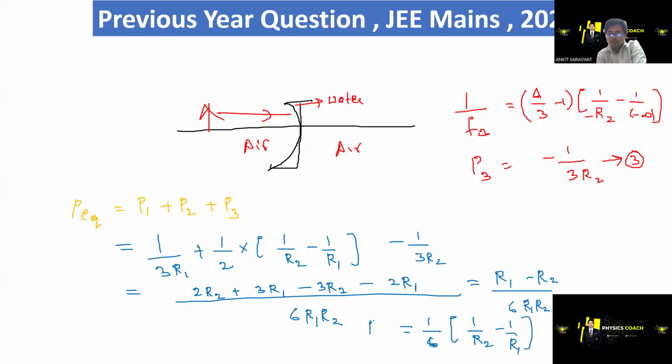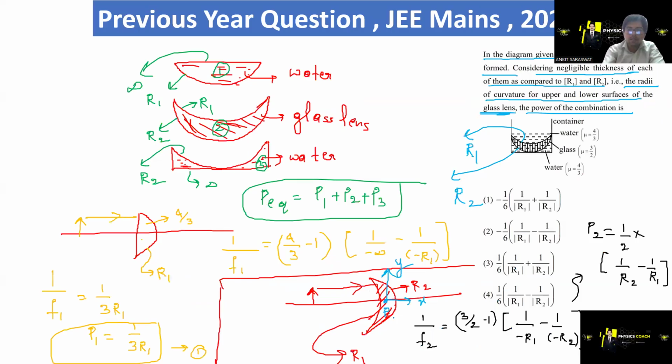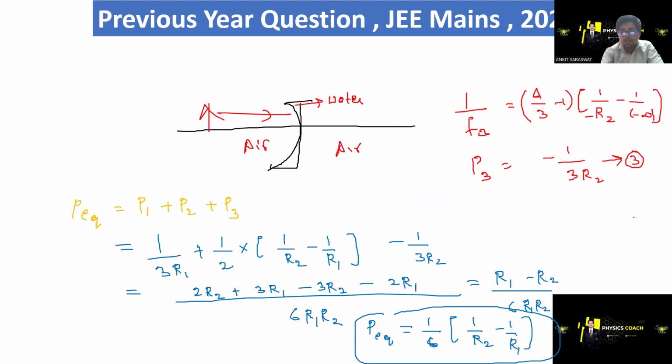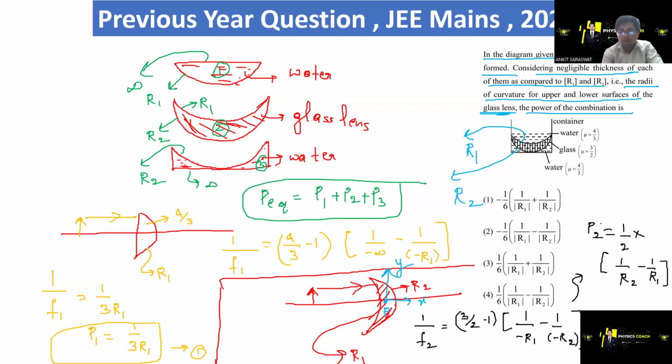So while solving this question, always apply the concept. Proper sign convention is very important. So which option is correct? 1 upon 6. What is the answer? Option B, I think. If you take minus common, our answer 1 upon 6 times (1 upon R2 minus 1 upon R1) becomes minus 1 by 6 times (1 upon R1 minus 1 upon R2). So option B is correct.